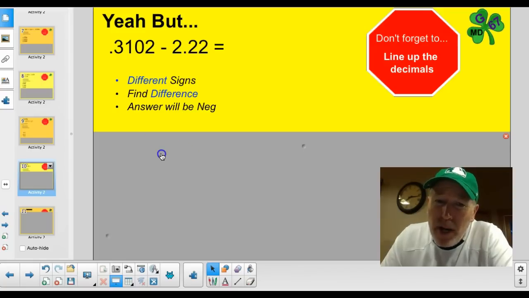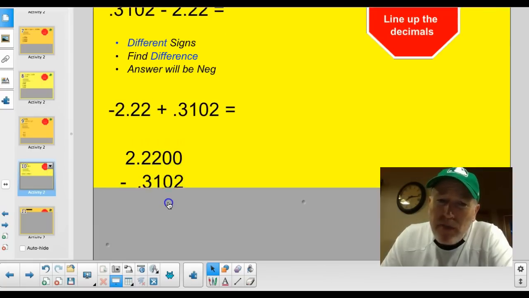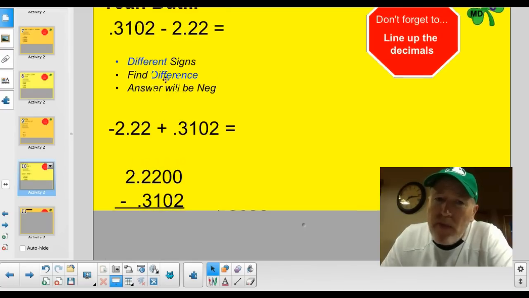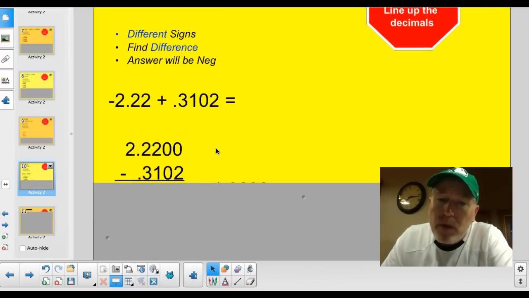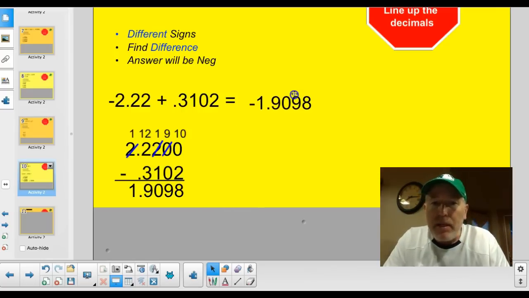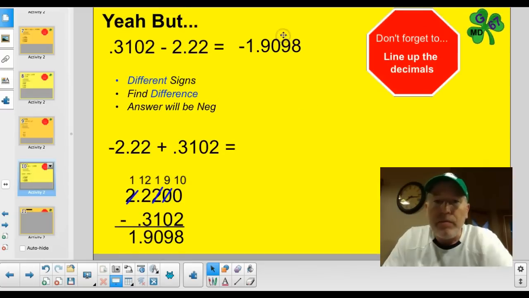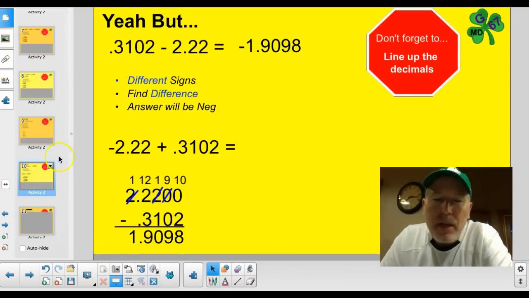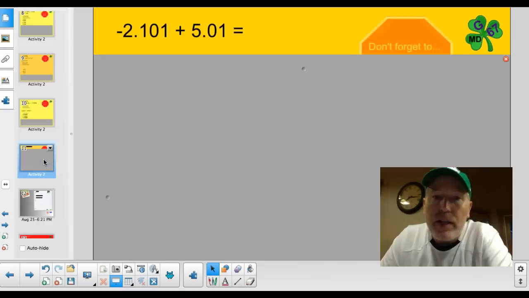Well, when you subtract, you also know that you have to have the larger number up on top. It doesn't work to put this smaller number up there. So I had to rewrite that sentence as minus 2.22, you see it right there, adding 0.3102. Well, then I can find the difference. I put the bigger number on top and I subtract it out. And here are my trades. I ended up with a negative 1.9098. That is my answer. And I can go all the way up here too, either place. Okay, I'm going to have you try one. Go ahead and give it a shot.